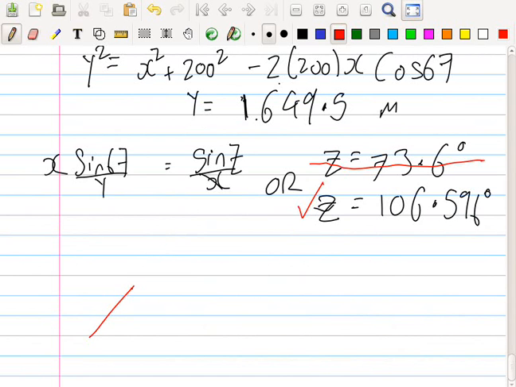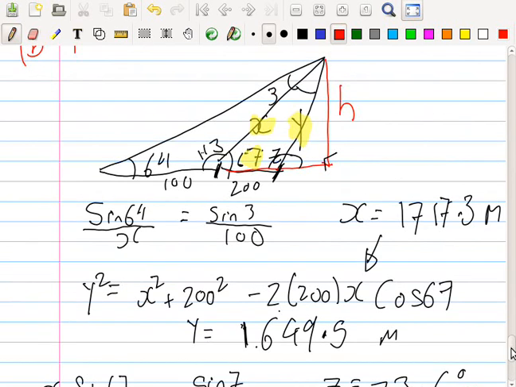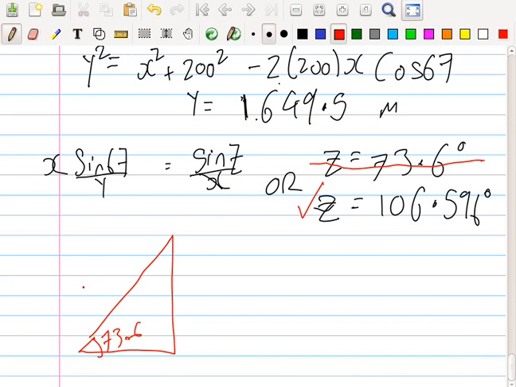So if I draw the triangle down here, 73.6, and y is 1649.5. And finally, what should I use here? Sine.